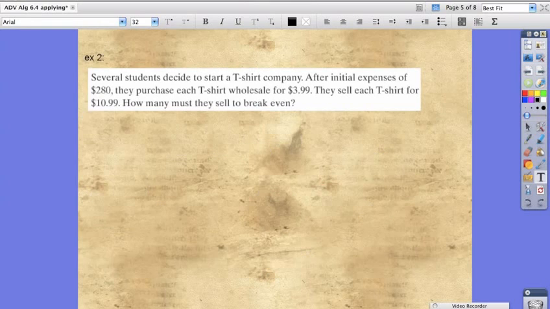It says several students decide to start a t-shirt company. After initial expenses of $280, they purchase each t-shirt for $3.99. They sell each t-shirt for $10.99. How many must they sell to break even?